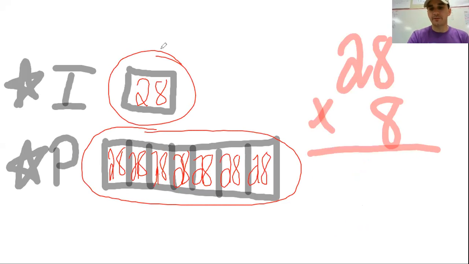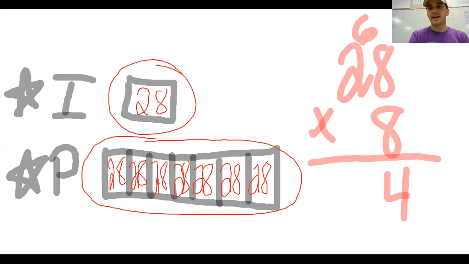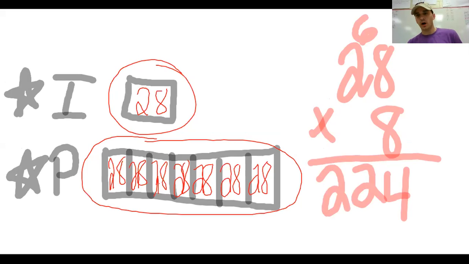eight times eight is 64. Four stays, six goes. Eight times two is 16, plus six would give me 22, which would give me the answer choice of C, 224. That's a good question.